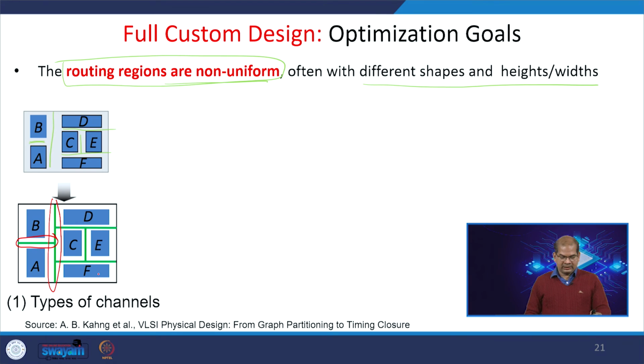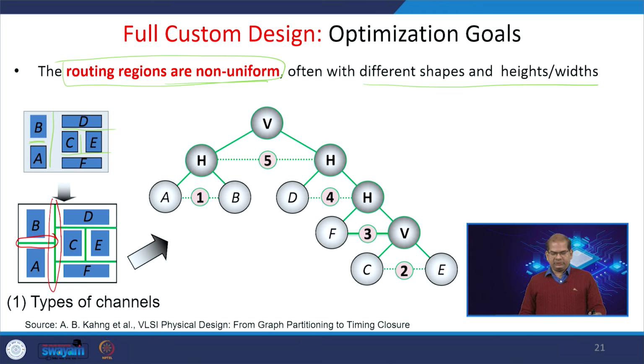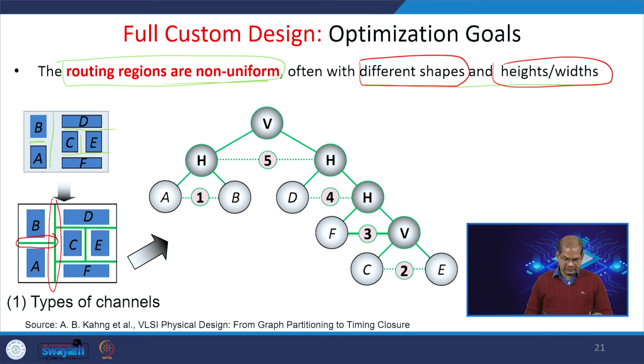Similarly, other cases. Now, what we can do is create a graph. One more thing here is that the routing channels are of different shapes, and the heights and widths are of different sizes. We can then represent those routing regions in terms of a graph. If you can see here, this is a vertical track or a vertical channel. This vertical channel corresponds to this one. Now, this again has a horizontal channel, this one, which corresponds to this one.